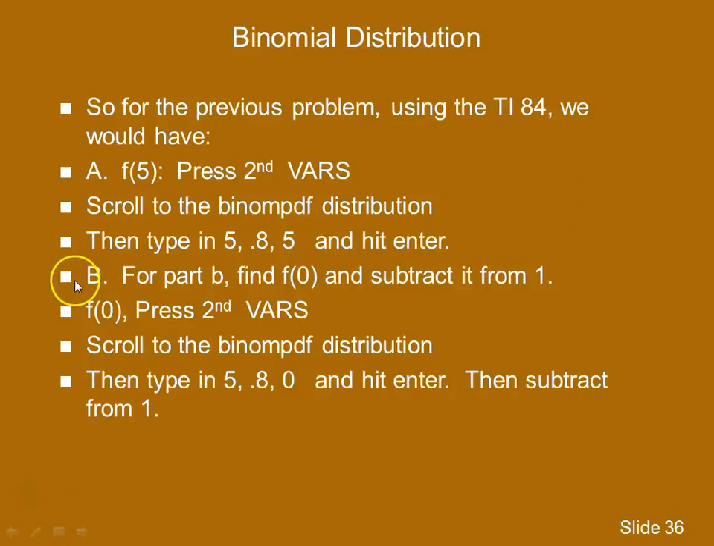For part B, the probability of x at least equal to 1 student owning a smartphone, let's find f of 0, and then we'll just subtract it from 1. So to get f of 0, again, you press the second level VARS buttons, scroll down to the binomial PDF, plug in 5, 0.80, and hit enter. That will give you f of 0, then you subtract it from 1.